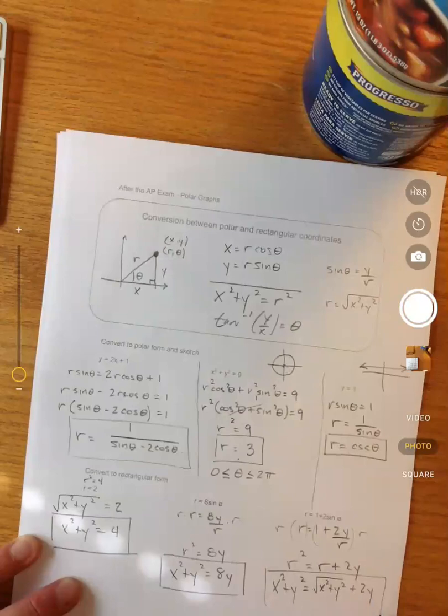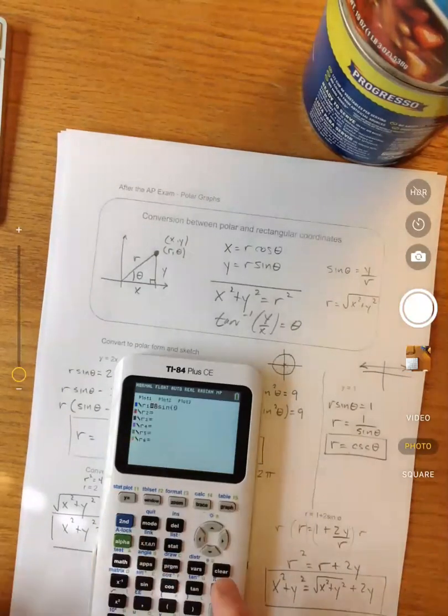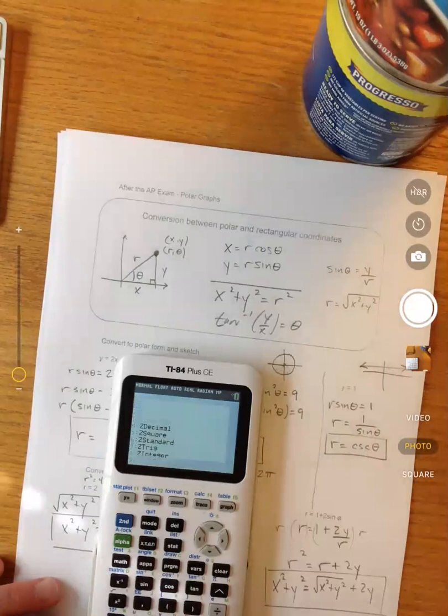Boy, that is pretty darn ugly. That's pretty ugly for whatever this thing is, 1 plus 2 sine theta. Let's see what this looks like. Ooh, look at that. That is pretty cool looking. You're seeing your first example of a limacon.